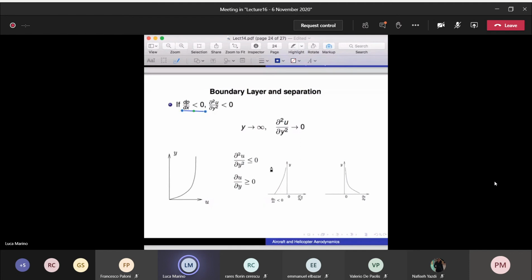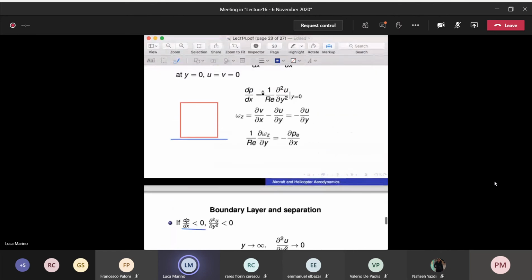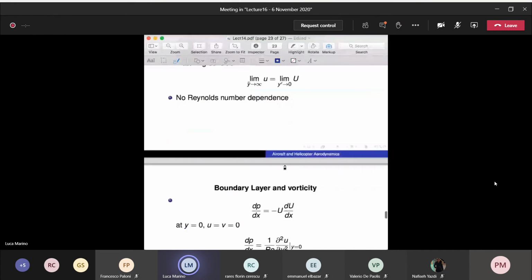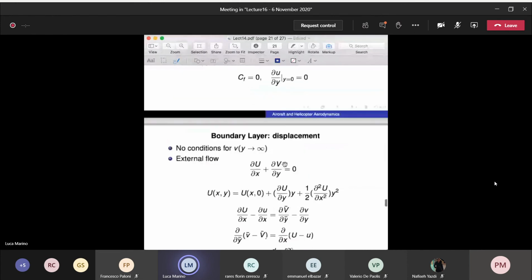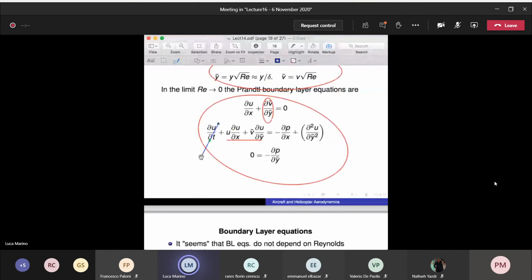Remember that we are writing the equation at the wall. So if we write the momentum equation here at the wall, in the steady case, these terms disappear. At the wall, U and V will be equal to 0.